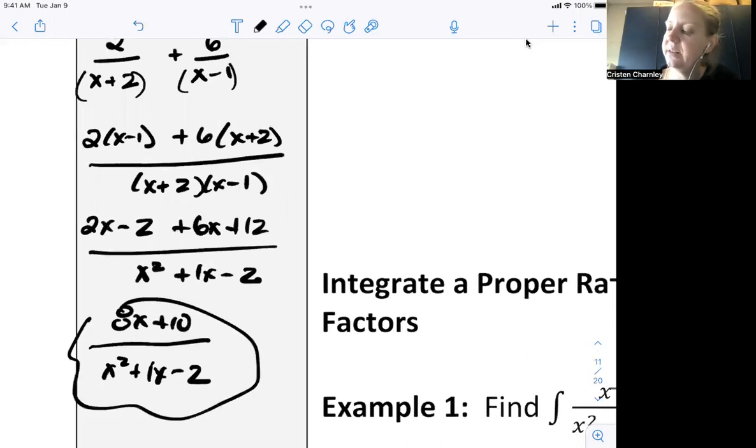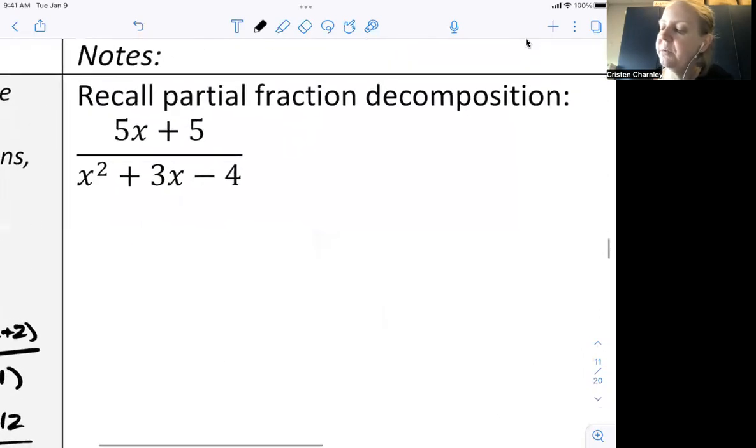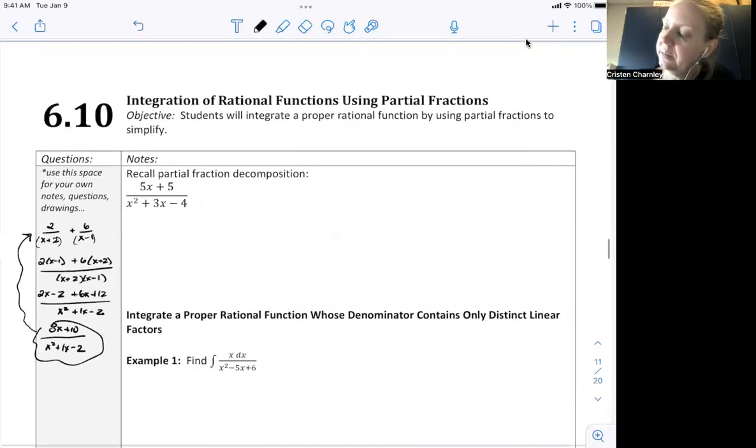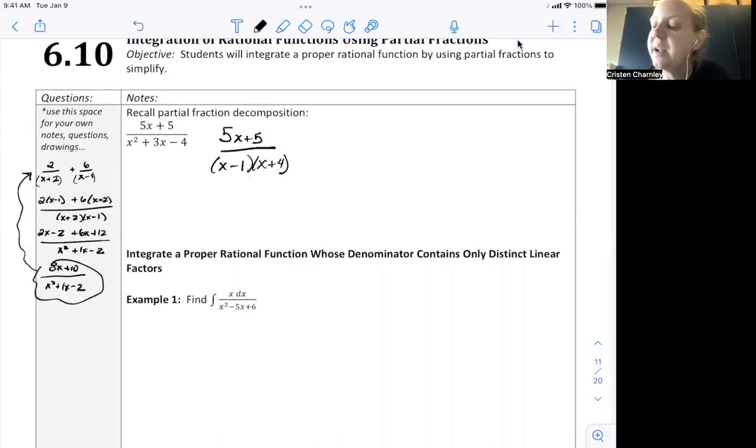Now, the question is, how do we go from this combined form back to the original? And that's where partial fraction decomposition comes in. So let's see if we remember how to do this. You'll want to factor the denominator. So we say that 5x plus 5 over x squared plus 3x minus 4. The denominator factors into x minus 1 times x plus 4.